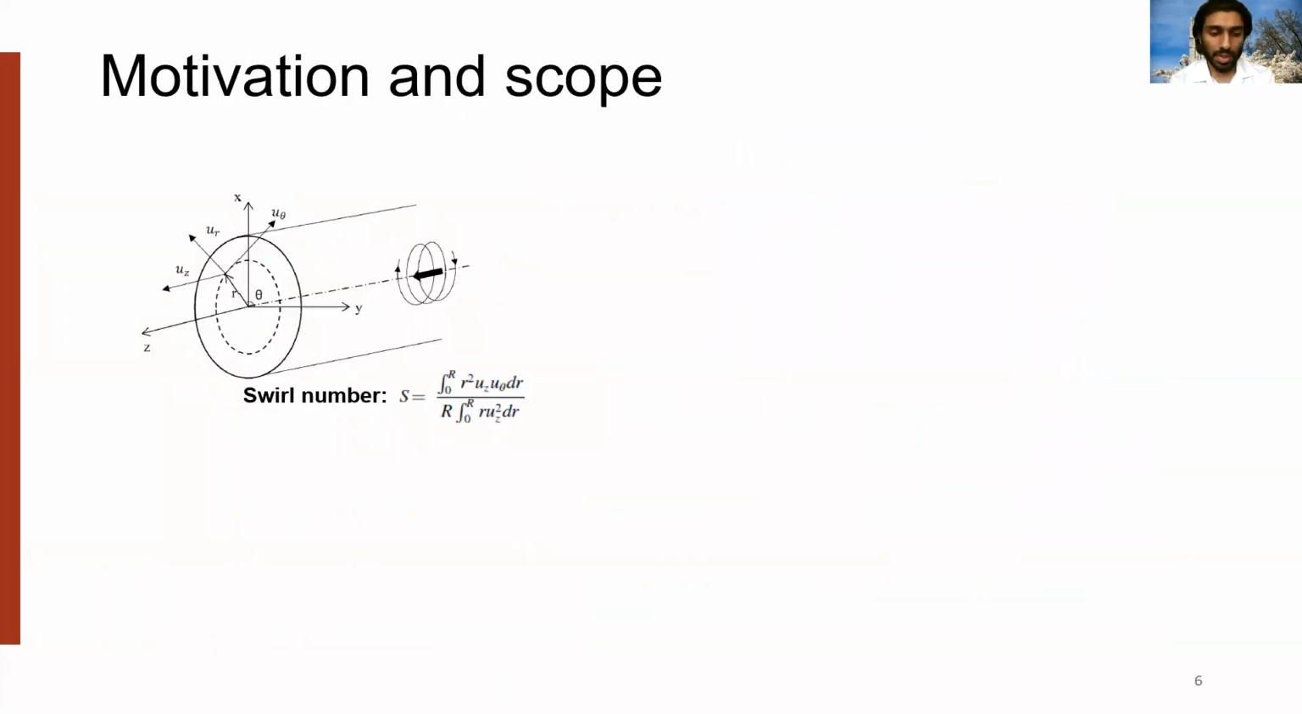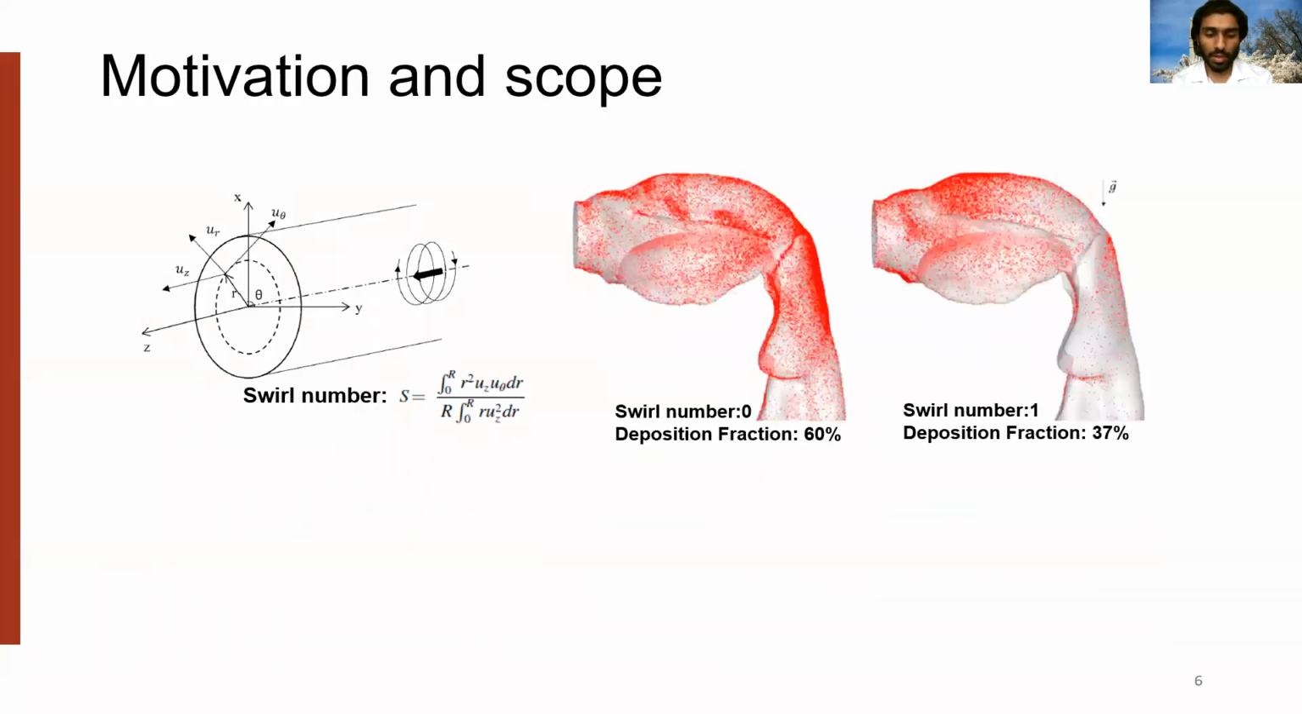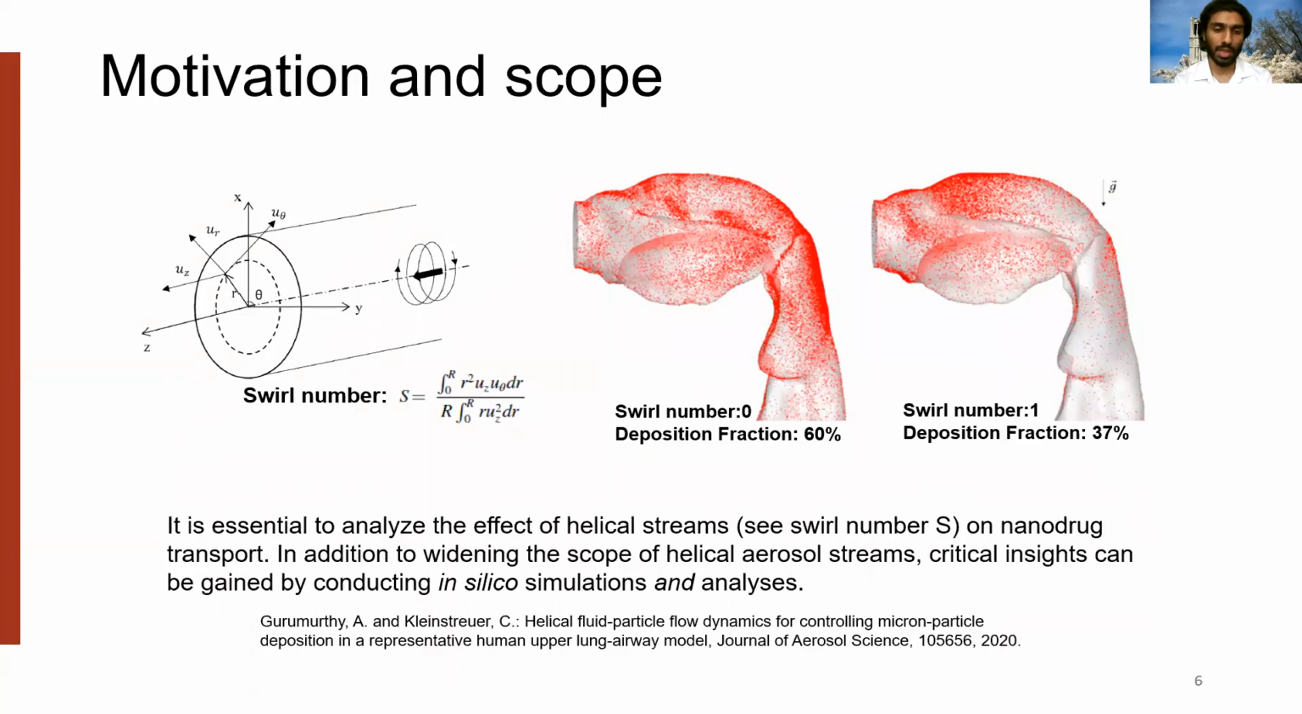For this study, we introduced a recent methodology of incorporating helical streams characterized by the non-dimensional swirl number and expand their scope to nano-drug delivery. Recently, we showed the applicability of helical flows in pulmonary drug delivery to reduce the overall oral deposition fraction from 60 to 37%, considering micron-sized particles suitable to pMDIs and soft mist inhalers. However, it is also essential to analyze the effect of helical streams on nano-drug transport.